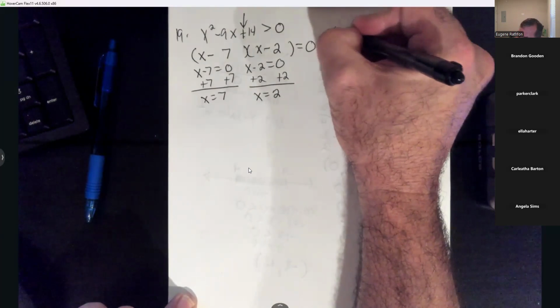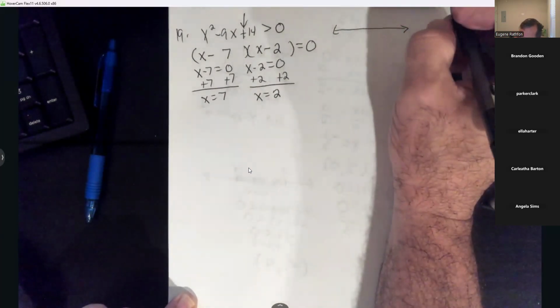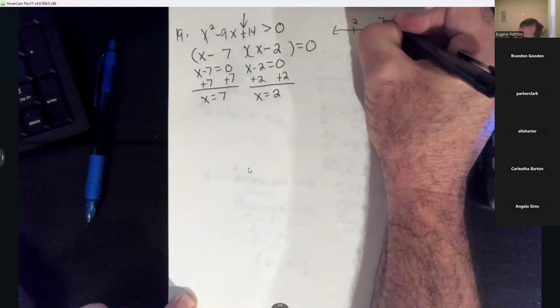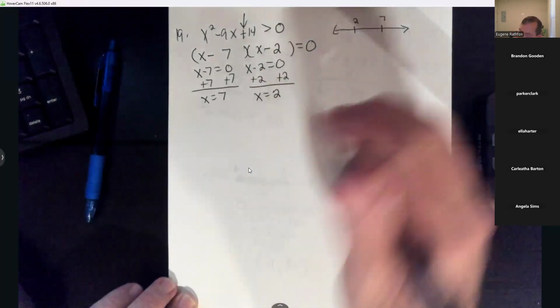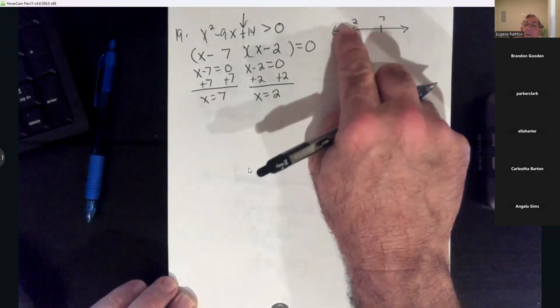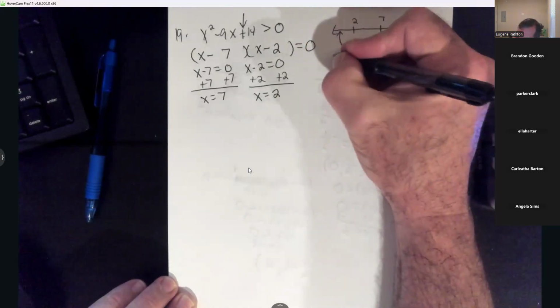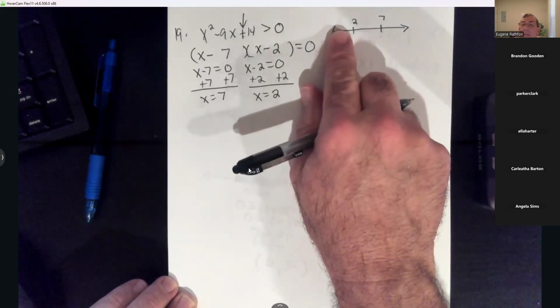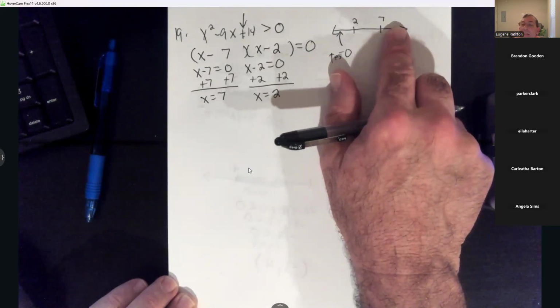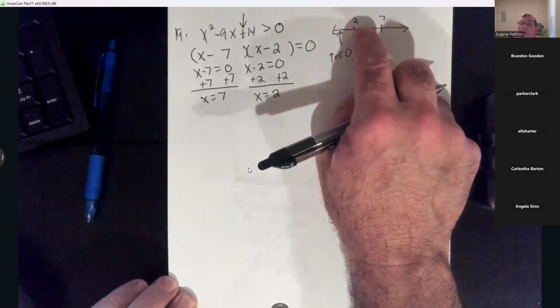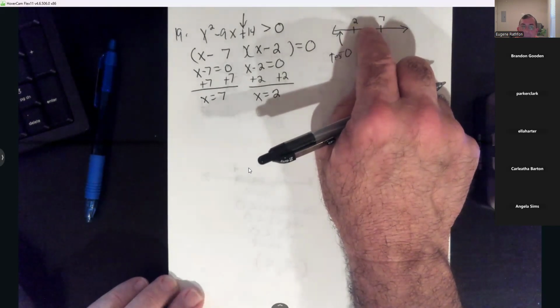So for this number line, let's see who's first. 2 is here and 7 is here. So notice this time my 0 is going to be before the 2. 0 is going to be on the first section. So if it's true for this section, I automatically shade the last section. If it's false for this section, then I'm only going to shade the middle, okay?